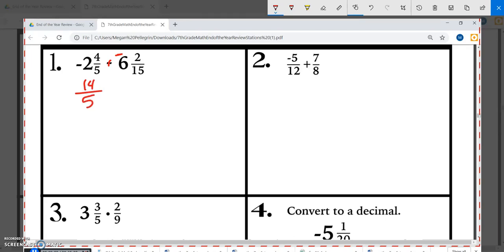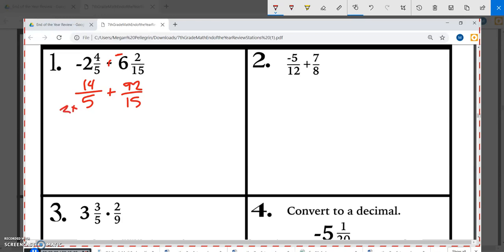And then 6 times 15. 15 times 6 is 90. Plus 2 is 92 over 15. And then my denominators aren't the same, so I need to make common denominators. I'm ignoring the signs right now. That is not my concern. I will go back and look at that in a second.